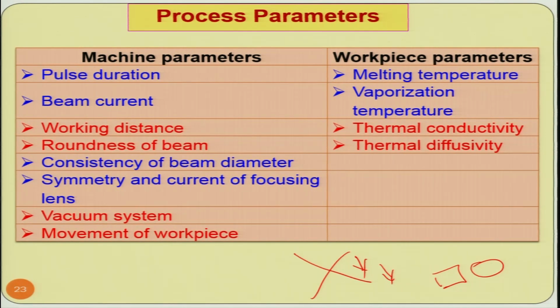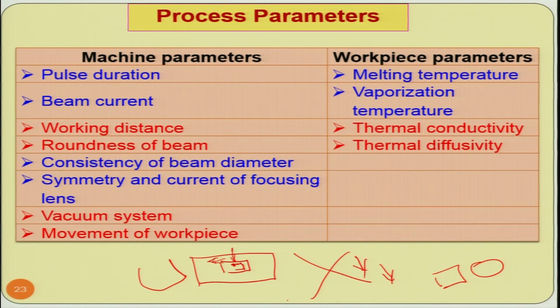And then movement of the workpiece. To create different kinds of features on the workpiece, you have to give x and y direction movement to the workpiece. Suppose here is the workpiece and here is the beam, and you want to create something like this. You have to move the workpiece such that the beam is always there, because the beam is going to remain here only and is not going to move. You move the workpiece in the left direction, and then this feature will be created.